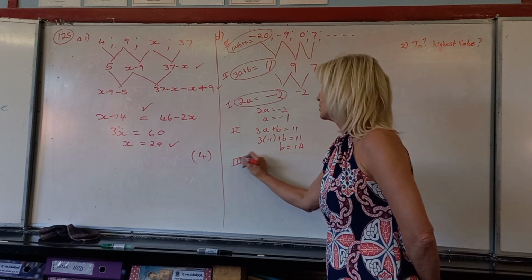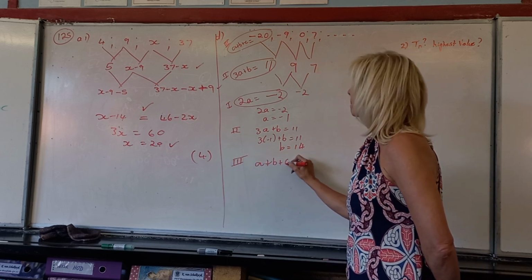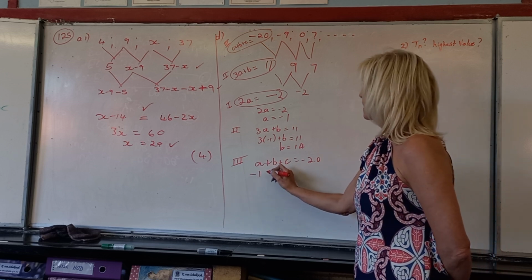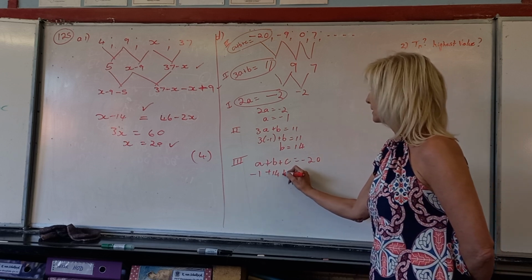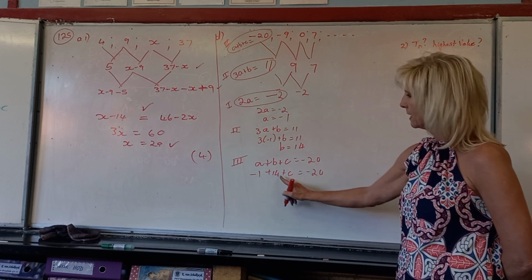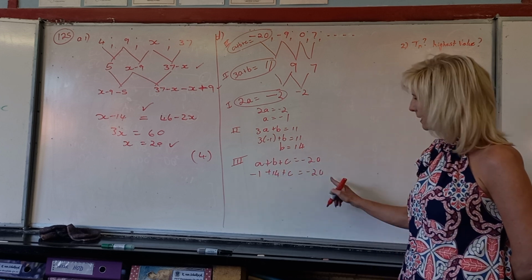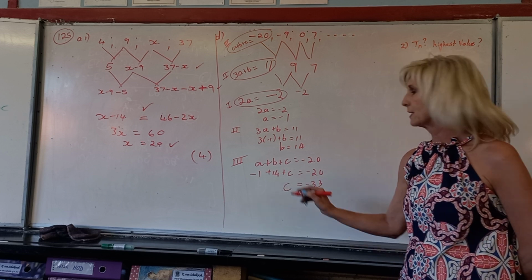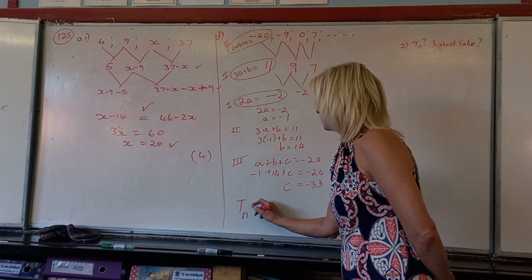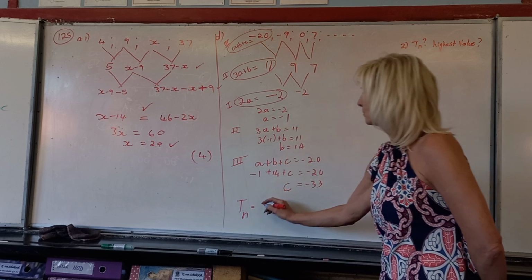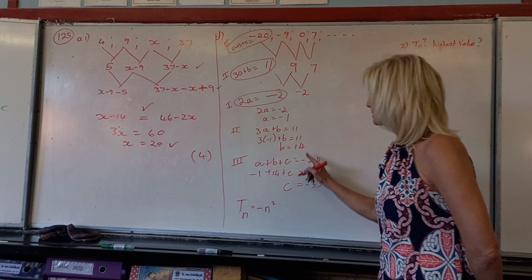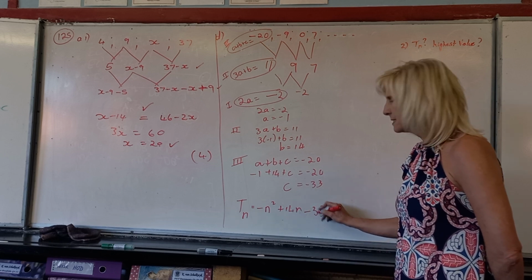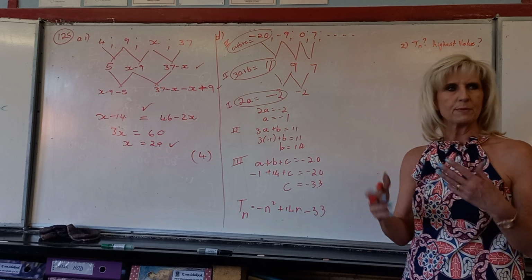And my third question, equal to negative 20, so a was negative 1, plus 14, plus c equal to negative 20. This is plus 13, negative 13, so it's negative 33 for the value of c, so that my Tn is a, which is negative 1, n squared, plus b, 14n, plus c. It does tend to become a nice little recipe sum.